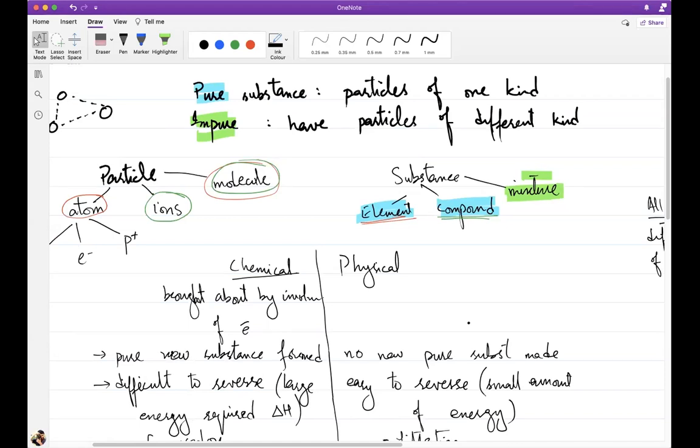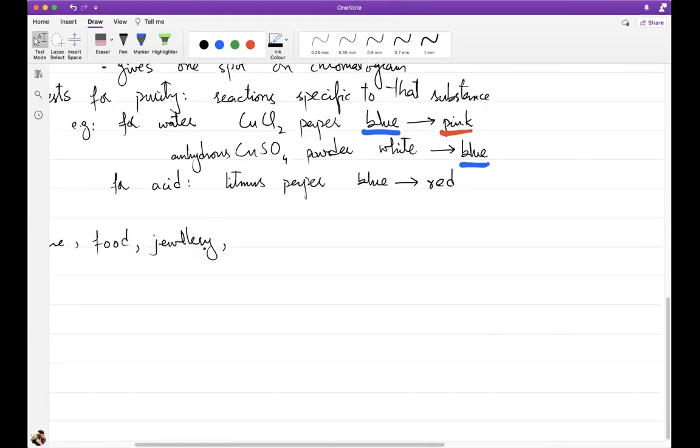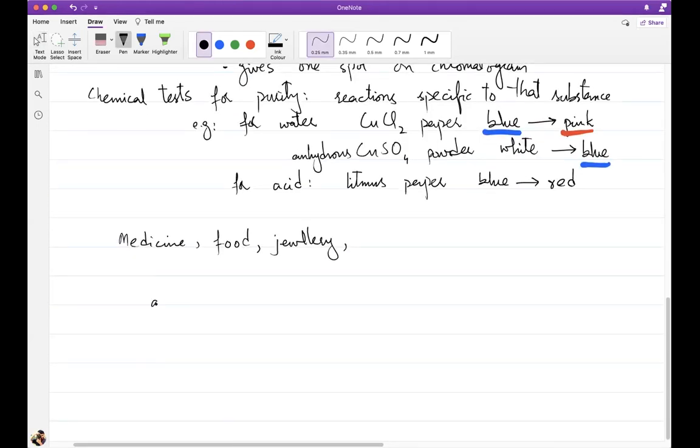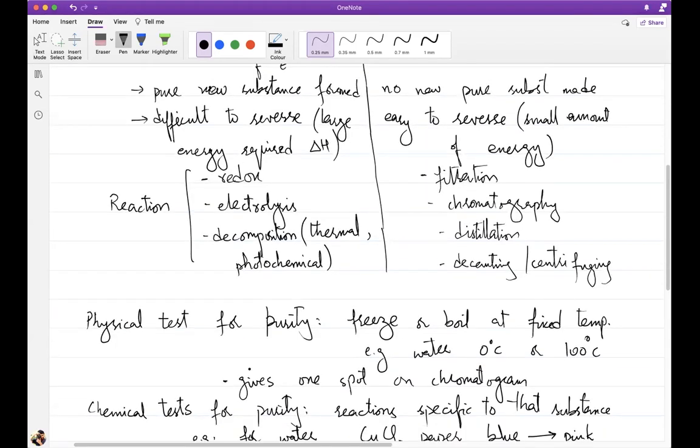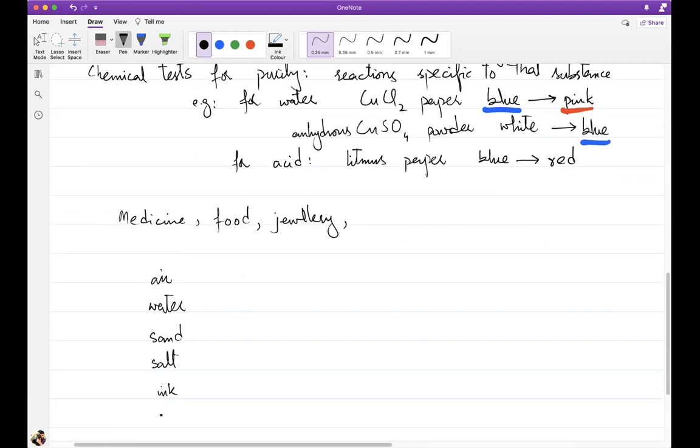Mixtures, on the other hand, are made from different types of molecules or ions or atoms. So some common mixtures that we rely on. Can you give an example of a mixture that we usually rely on? Air. Air, water, then sand. We use it all the time. Salt, we use it all the time to show how we can separate them. Ink. These are some mixtures that we rely on to separate stuff.